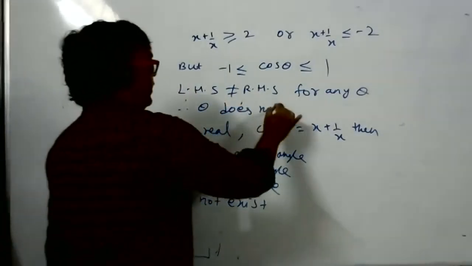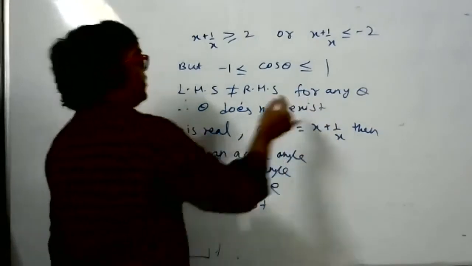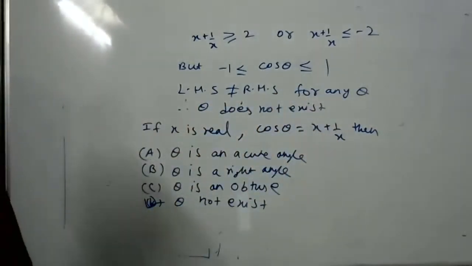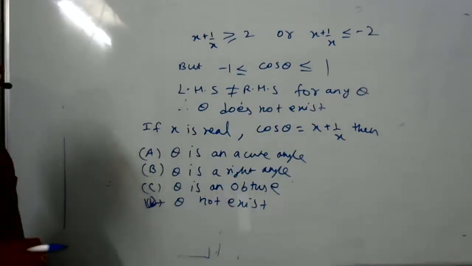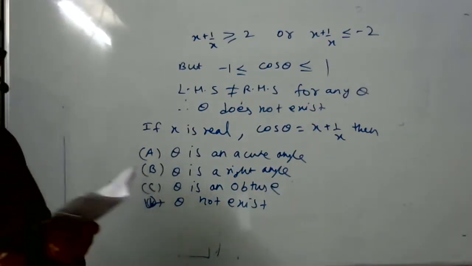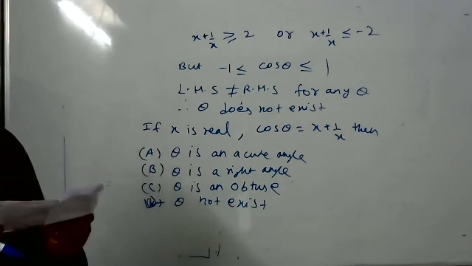Does not exist, because right hand side is either more than 2 or less than minus 2. Left hand side is between minus 1 and 1. Whatever theta you put, both are not equal. Theta does not exist. Anybody has doubt, ask me.